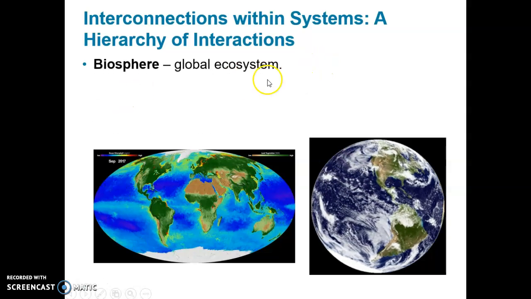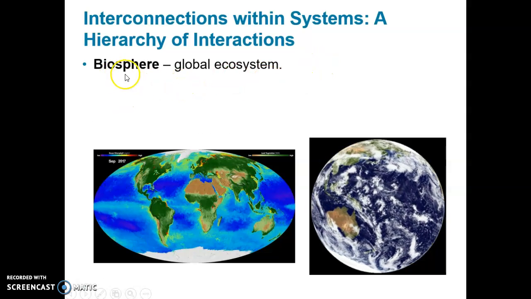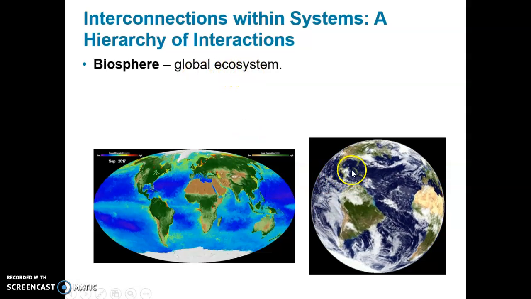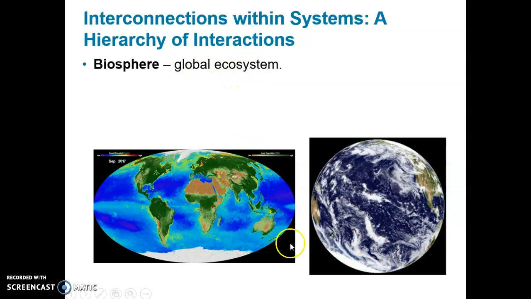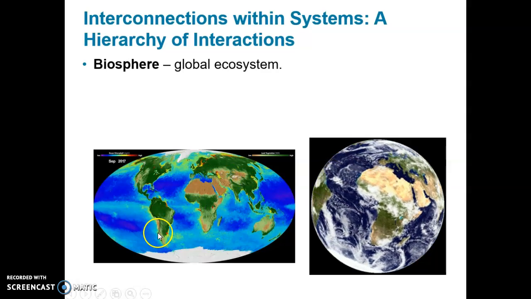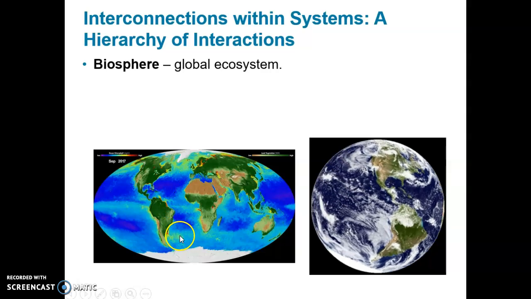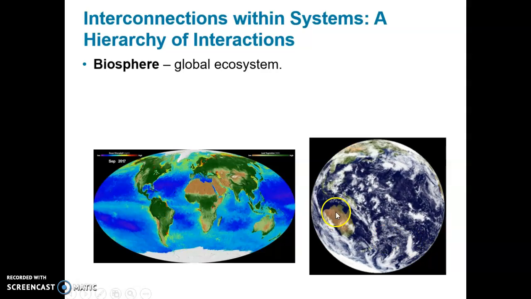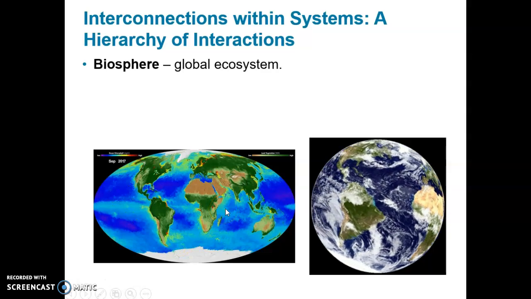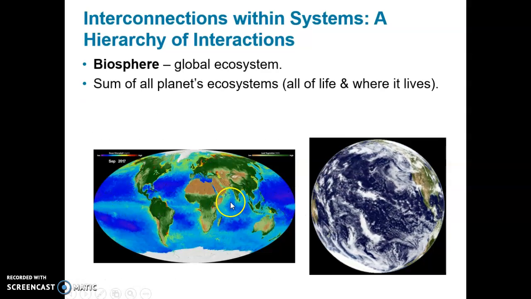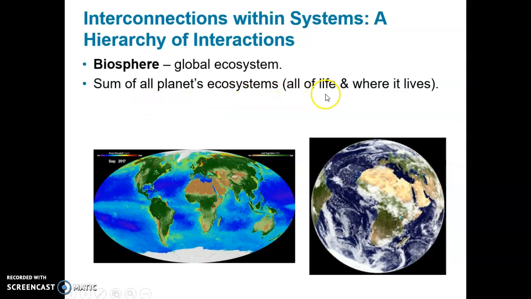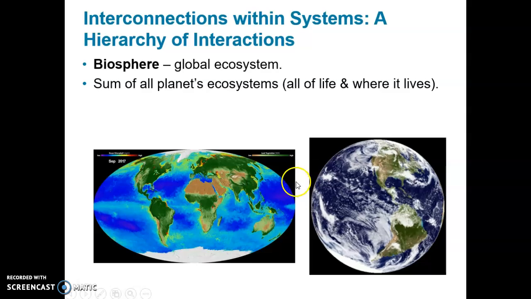So let's get up to the biggest level, the biosphere. This is a global ecosystem. This involves examining how all of the ecosystems on the planet, terrestrial and aquatic, interact with each other to determine which organisms can live on planet Earth and how they interact with each other. So it's a sum of all the planet's ecosystems, all of our life on Earth and where it happens to live.